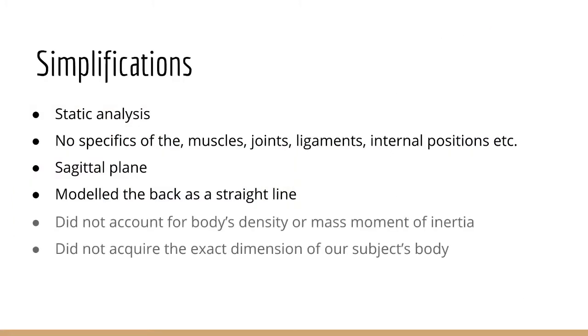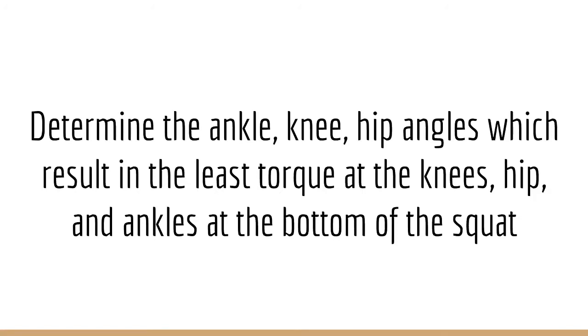Furthermore, we are not accounting for the body's density or mass moment of inertia. We also estimated the proportions of the human body. With all these simplifications considered, our actual aim is to solve for the ankle, knee, and hip angles, which will result in the least torque on the joints at the bottom of the squat.